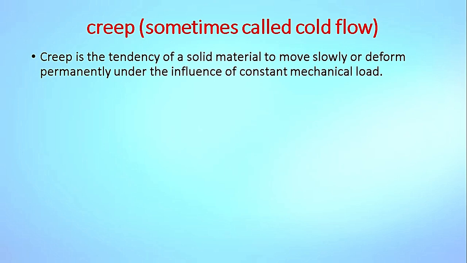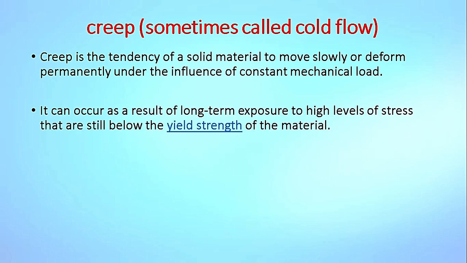Next mechanical property is creep, also called cold flow. Creep is a tendency of solid material to move slowly or deform permanently under the influence of constant mechanical load. It can occur as a result of long-term exposure to high levels of stress that are still below the yield strength of the material. When a part is subjected to a constant load at a high temperature for a long period of time, it will undergo slow and permanent deformation.